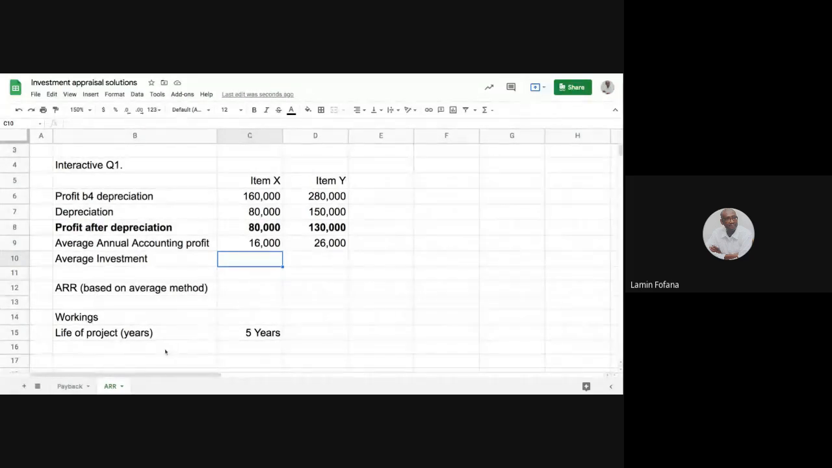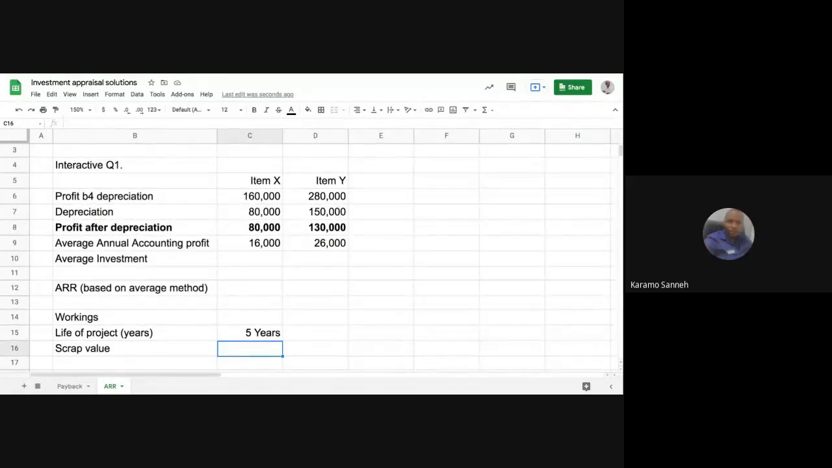I'm going to put scrap value here. So what's the scrap value for X? 20,000. What about for Y? 25,000. Okay, so now can we calculate our average investment?